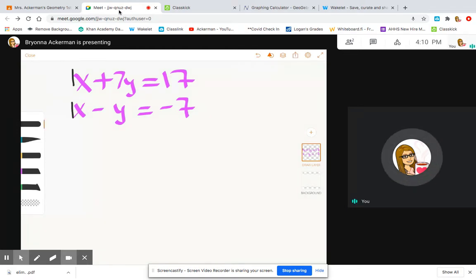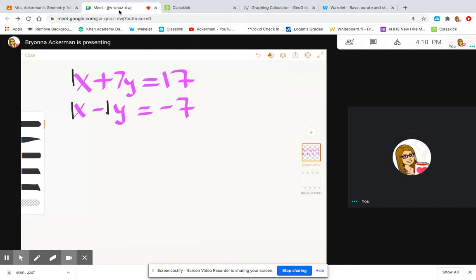And so then we look at the y's. Are the y's opposite? This one has a 7y and a negative 1y, so those are also not opposite. So we have to change one of these to be opposite, either the x or the y. And it actually doesn't matter which one you decide to do. You'll get the same answer.